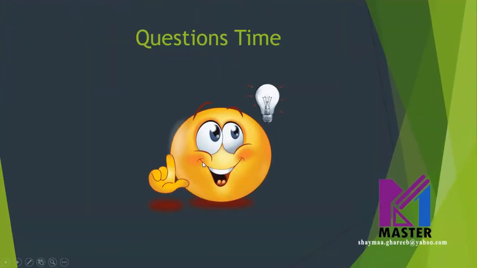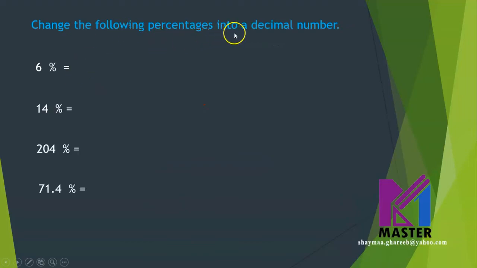Now let's see some questions together. Change the following percentages into a decimal number. So we said we can write the percent as a fraction first. 6% means 6 over 100. Okay, how to write 6 over 100 as a decimal number? It's 6 hundredths, so it will be 0.06. What about 14%? Exactly the same. It's 14 over 100. If I want to write it as a decimal number, it will be 14 hundredths, which is 0.14.